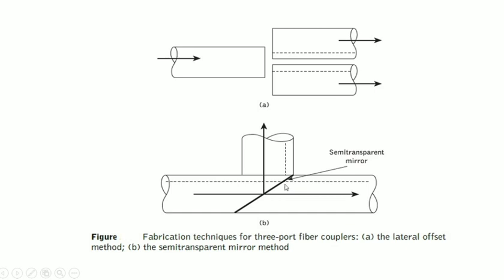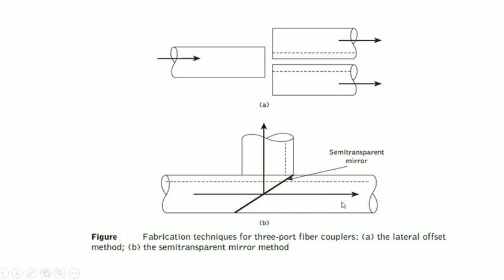The input power may be split in any desired ratio between reflected and transmitted beams. This is transmitted, this is reflected. I will say once again, the input power may be split into any desired ratio between reflected and transmitted beams. The ratio depends upon the properties of the mirror.